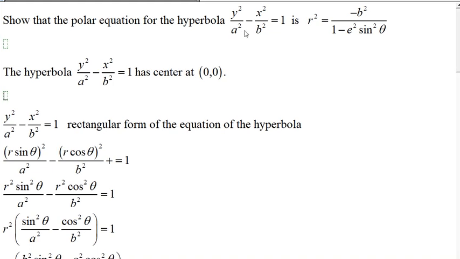So here we want to show that the corresponding polar equation of this hyperbola is r squared equal to negative b squared divided by 1 minus e squared sine squared theta. Recall that this is a hyperbola with the center at (0, 0), of the type y squared minus x squared.